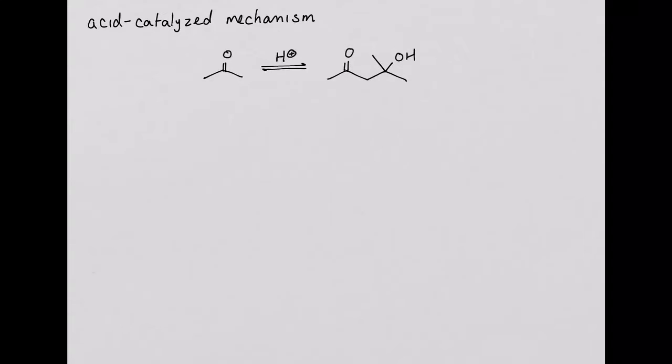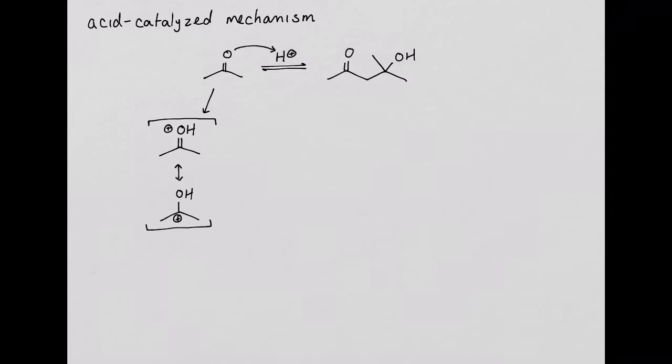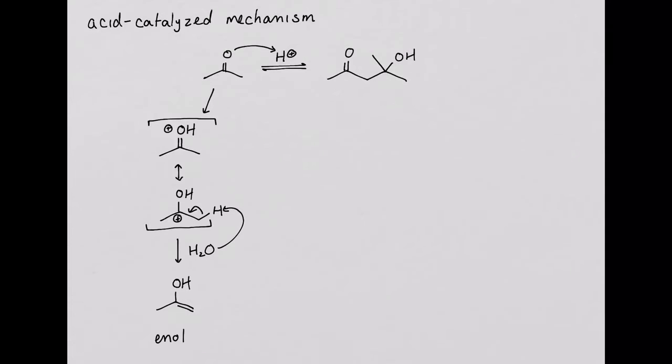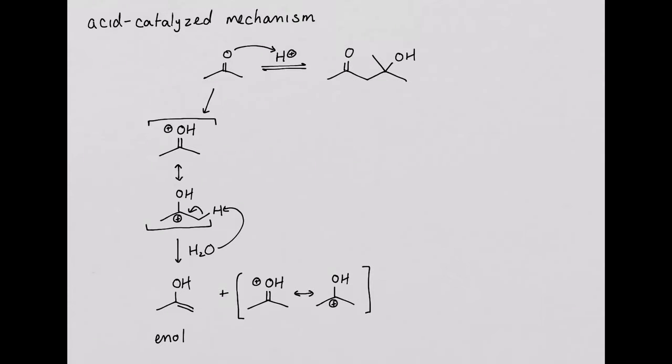In the first step of the mechanism, the carbonyl oxygen is protonated. This improves its electrophilicity. The protonated carbonyl is resonance stabilized. In the next step, the alpha carbon is deprotonated to form the enol. The enol acts as a nucleophile and reacts with a second molecule of protonated ketone, which acts as the electrophile.